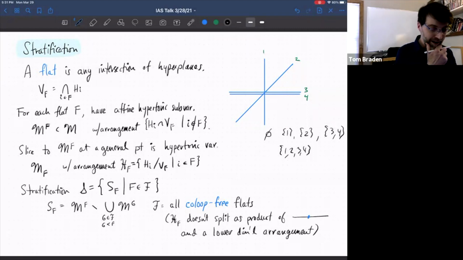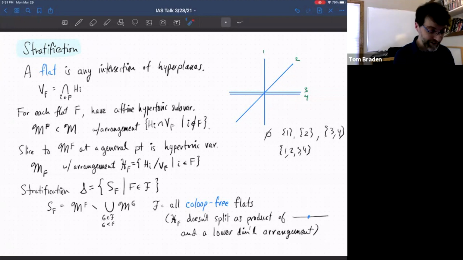So, okay. And for every flat, you can look at a subspace of this affine hypertoric variety, which ends up being another hypertoric variety, whose arrangement is coming from the subspace that's indexed by that flat. So if I take 3, 4, then I get this line, and in that line I have 2 hyperplanes, 1 and 2, and that's the arrangement, two points in a line, which corresponds to the subvariety of that flat.